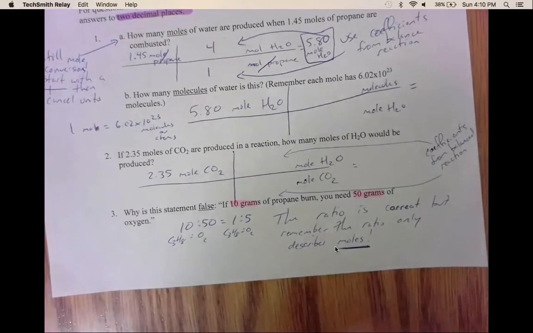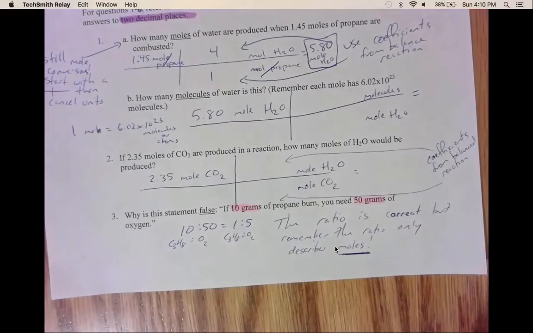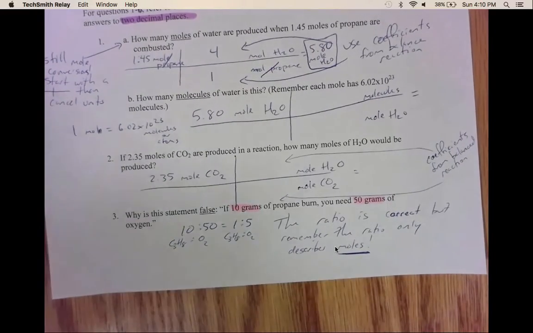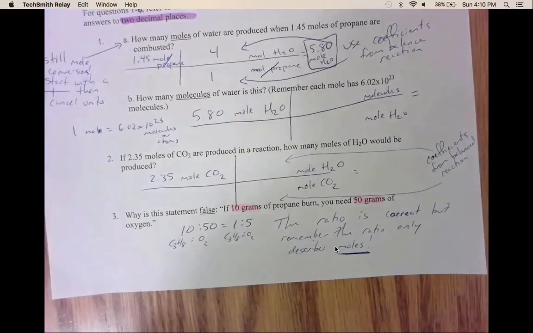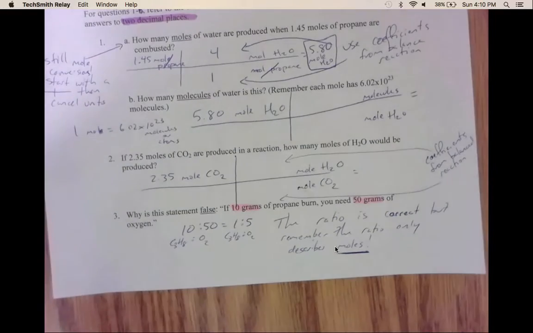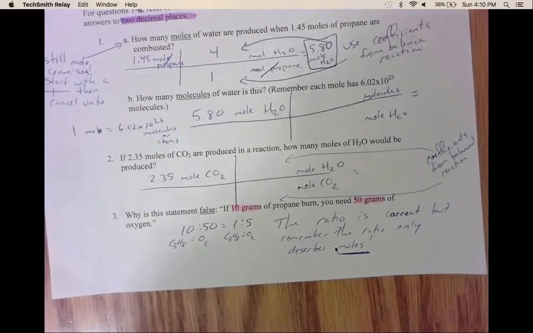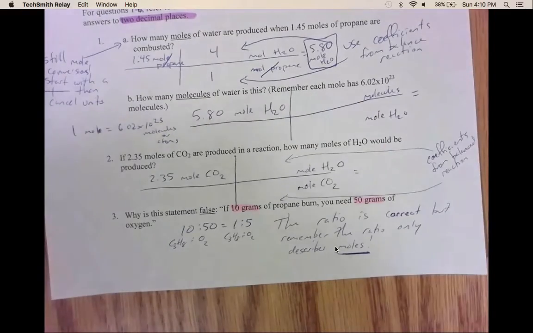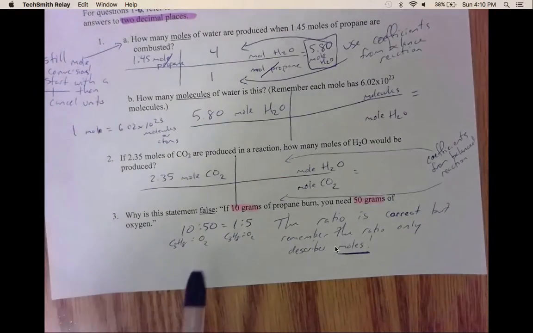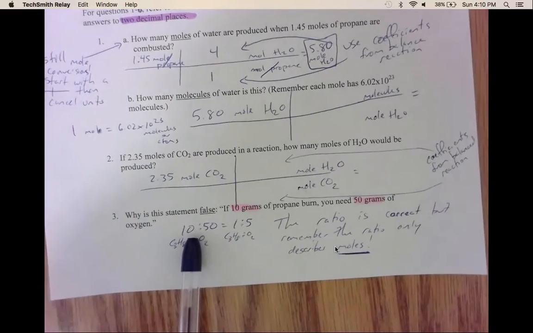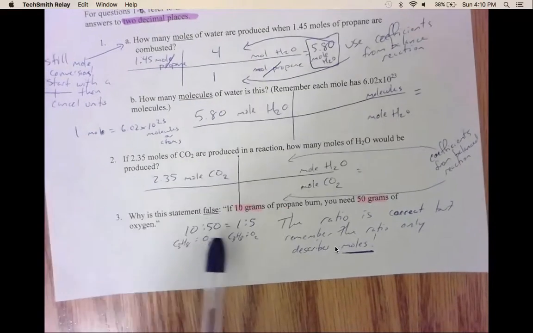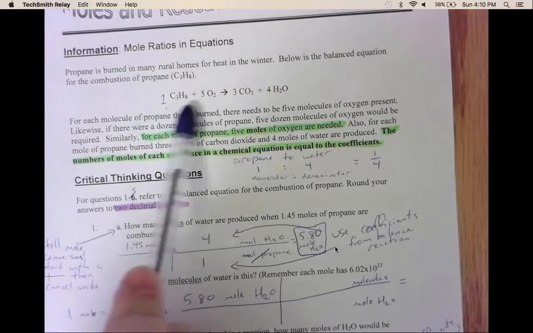Question 3. Question 3, why is the statement false? If 10 grams of propane burn, you need 50 grams of oxygen. So this question is a little tricky. It focuses on language, so I wanted to talk about this, make sure everyone understands it. If you have a question, please write it down, make sure you ask me in class. So if you were to look at the ratio 10 to 50, it's still true, 1 to 5, because if you were to look at the coefficients, you need 1 propane for every 5 oxygens.